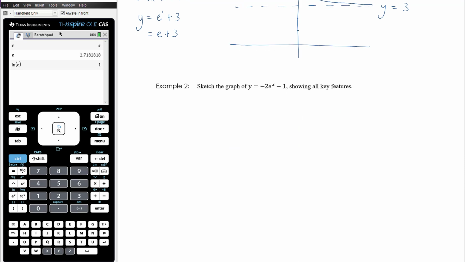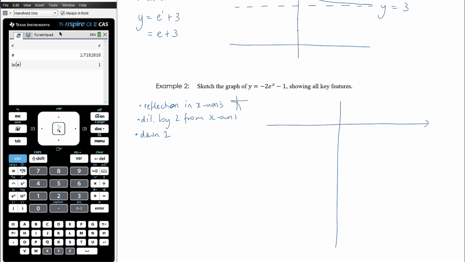Sketch the graph of y equals negative 2 e to the x, minus 1. The negative out the front is a reflection in the x-axis, so my graph shape is going to be going this way. We've got a dilation by 2 from the x-axis, but that doesn't really change how we draw it. That'll come into our calculations of points, and we're moving down by 1. So we're going to have an asymptote at y equals negative 1, and the graph sits completely below that asymptote, so it's never going to cross the x-axis. So we only need a y-intercept, not an x-intercept, but then we'll need another point.